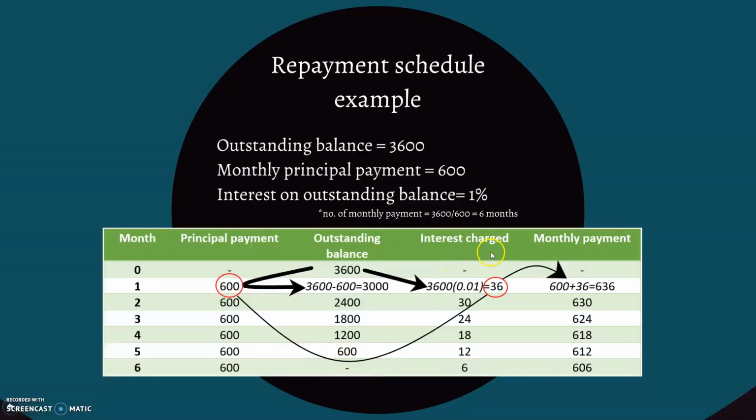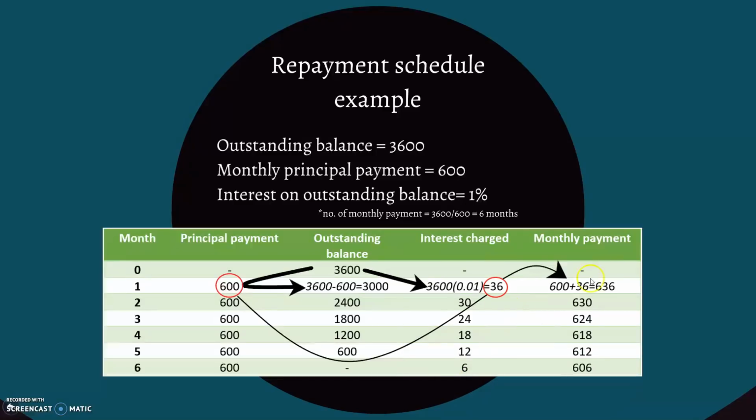And then the interest charge, you have 36 here. Why? Because it is 1% of the outstanding balance. So 1% times 3,600, 36. 1% times 3,000, 30. 1% times 2,400, 24. Until the end, 600 times 1%, you will get 6. So this is actually the interest charge for each month. And if you sum all of this, you will get the total interest charge.